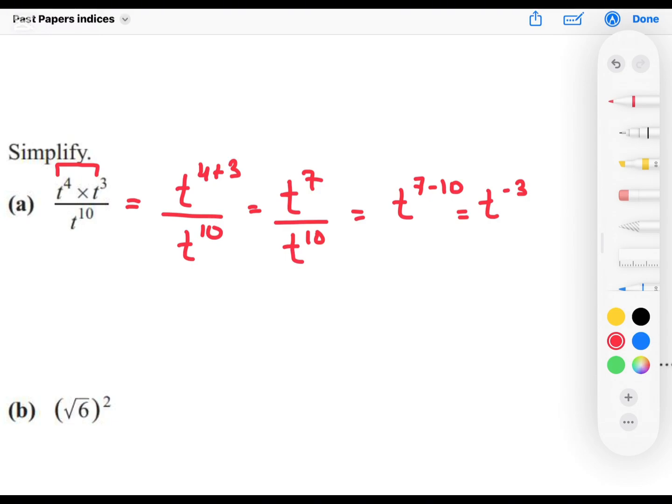So now I have to make the power positive. So how to make a power positive? Reciprocal it. So it will become 1 upon t cube. So this will be your final answer. I hope everything is clear in this question. There is no confusion.